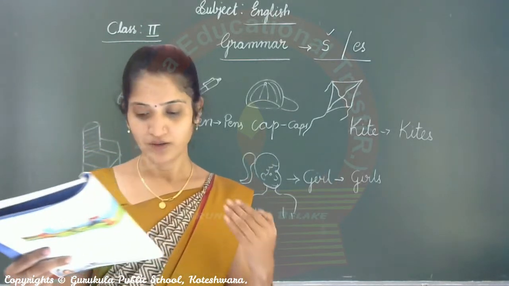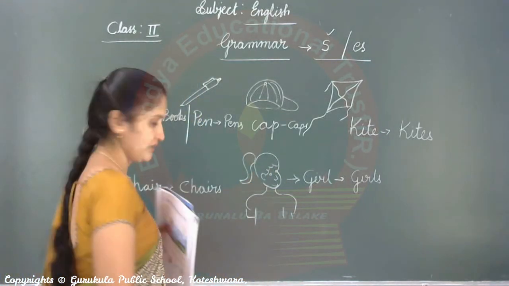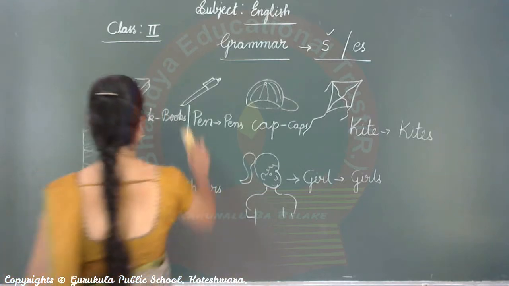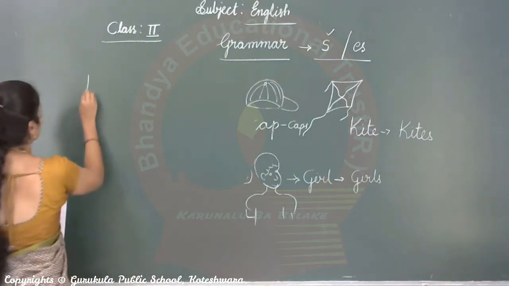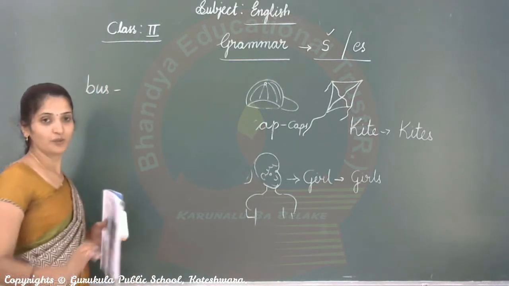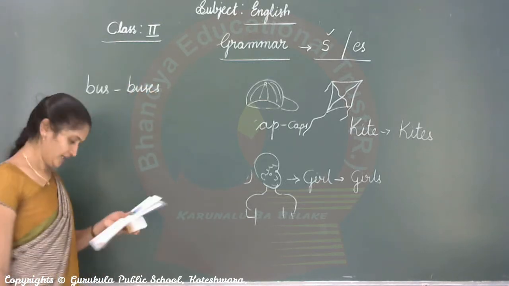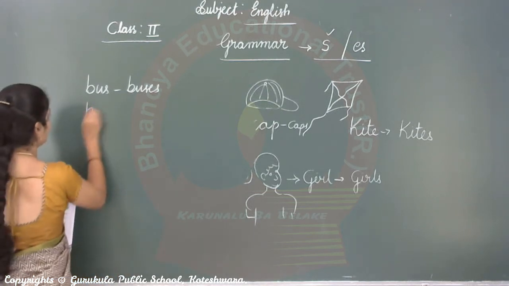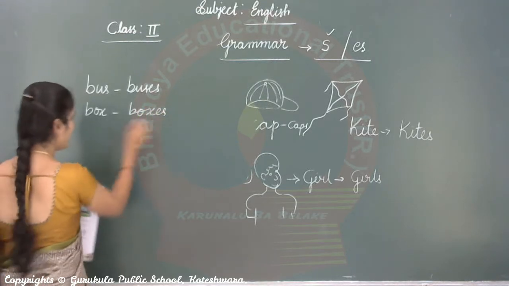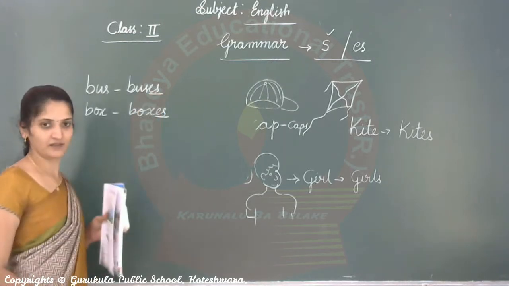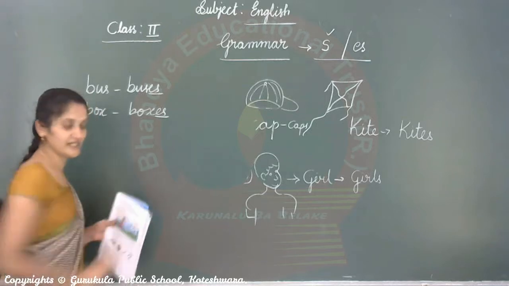Okay? First one, bus, buses. What should you add here? Bus, more than one: buses, B-U-S-E-S. Then box, boxes. Just add es. See, only es. First what I told? Only s. Now es.